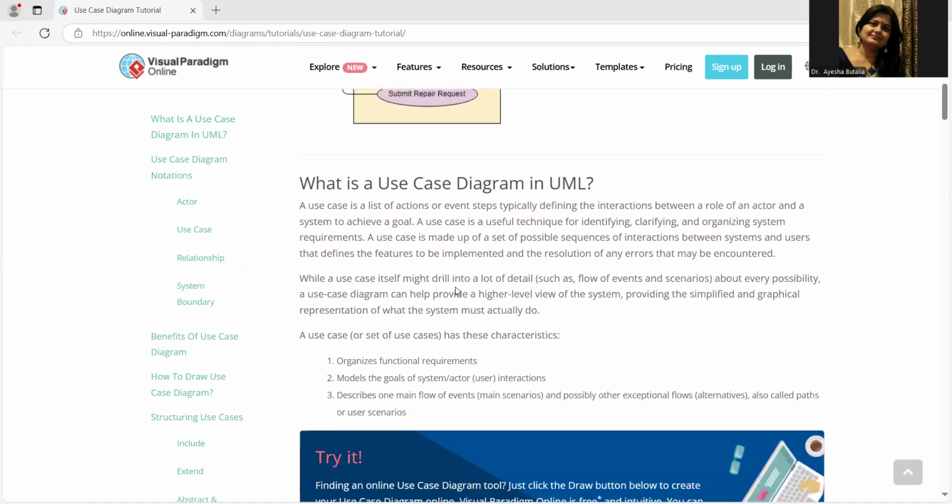So why do we create a use case diagram? We list out what use cases are there, and these use cases are nothing but the event steps. Event steps means one after the other. What are the events which define the interactions between the role of the actor and the system to achieve the goal, right?